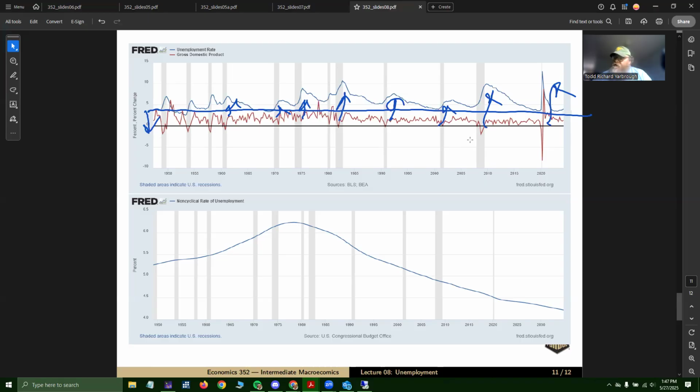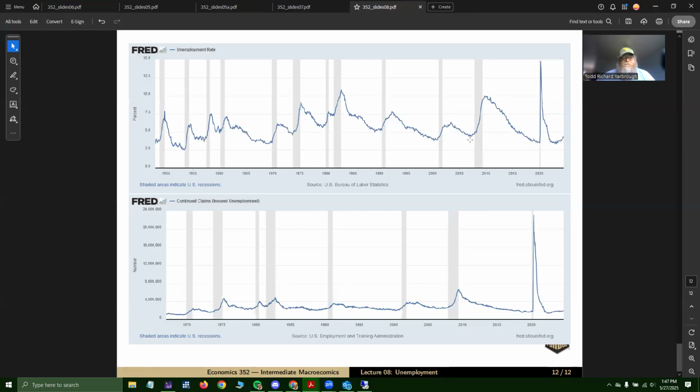And you can see here's non-cyclical unemployment. You can see that in the US, we have a lot less non-cyclical unemployment than we used to. Again, it's one of those really good stories about the US economy that you don't typically hear. We have way less structural unemployment than we used to have in the US economy.